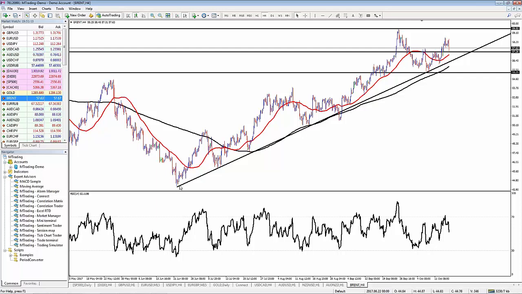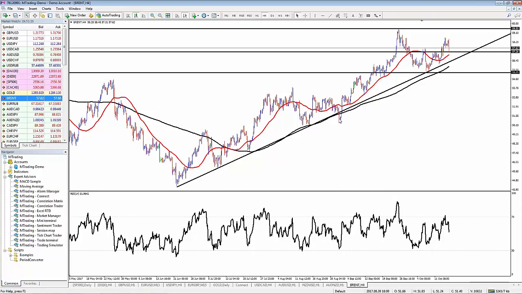So how many touches do we have? 1, 2. This is more of a touch to that 200 moving average. We have a third touch here, and then our 4th touch in this area. So we've got 4 strong touches. Yes, there was a slight false breakout. That could be fundamentally led.